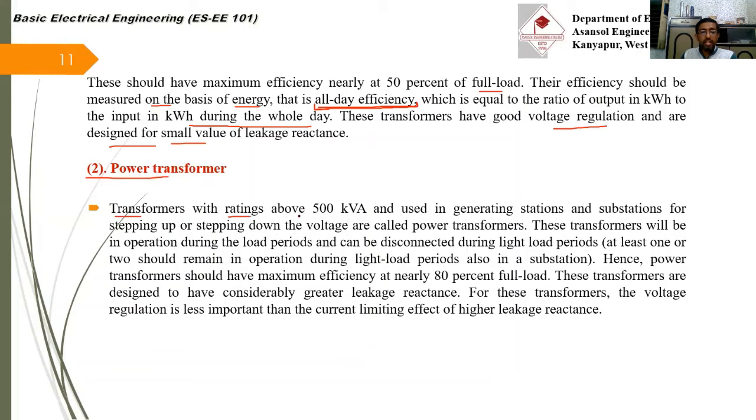Transformers with ratings above 500 kVA and used in generating stations and substations for stepping up or stepping down the voltage are called power transformers. These transformers will be in operation during the load periods and can be disconnected during light load periods. At least one or two should remain in operation during light load periods also in the substation. Hence, the power transformer should have maximum efficiency at nearly 80% of the full load.